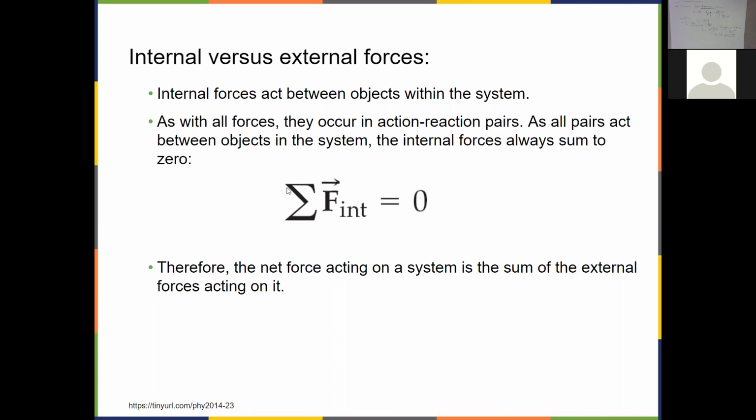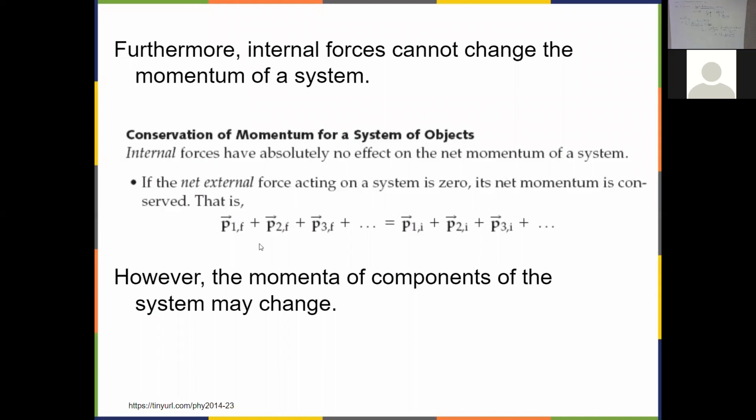So in that sense, if you have a system of multiple objects, then as long as all the external forces sum up to be zero, the net force should be equal to zero. In that case, the conservation of momentum for the system of multiple objects will also apply. So if you add up the momenta from each of the objects initially, that should be equal to the momenta from each of the objects finally. Momentum final for each object added up should be equal to momentum initial of each object added up.